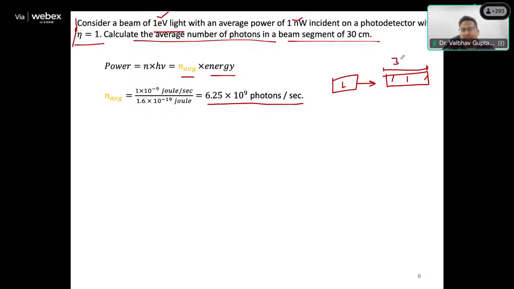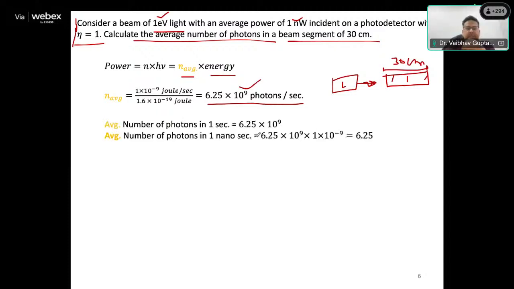This is the question. And up to now, what we know is that from this laser, every second, 10 to the power 9 photons are coming out. So if you put a detector here for 1 second, you will measure 10 to the power 9 photons. That is what we know. So in 1 second, 10 to the power 9 photons are there, how many will be in 1 nanosecond? If I put the detector here only for 1 nanosecond, I will detect roughly 6.25 photons.